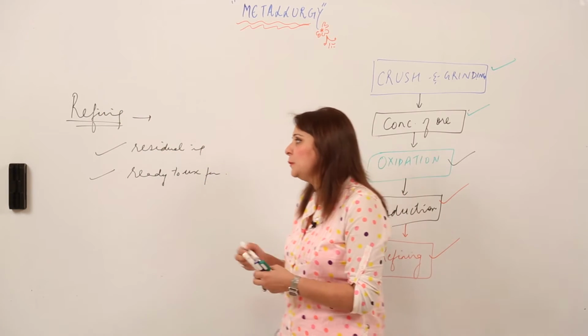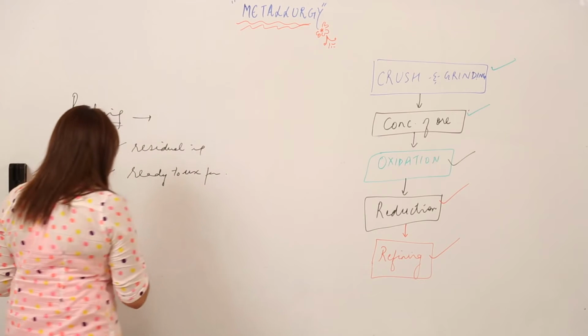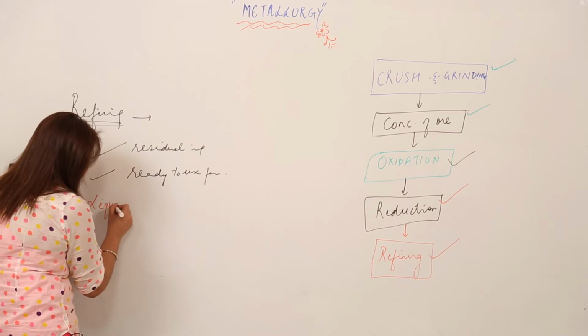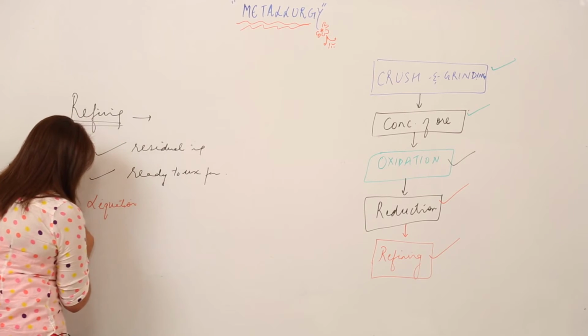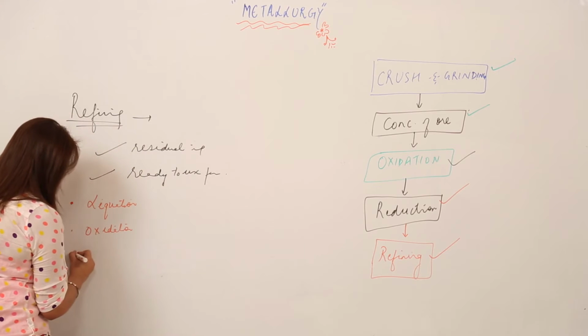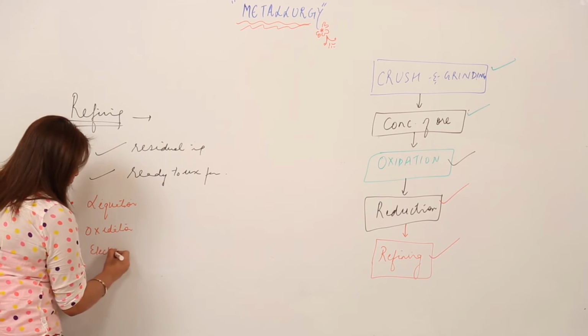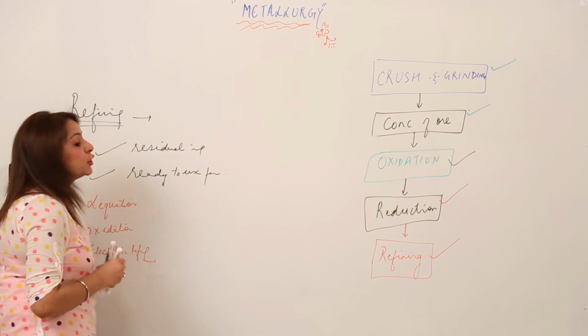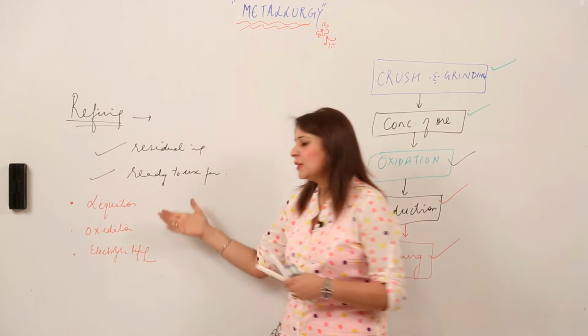There are various methods which are employed for refining. One is the liquation method, the other is the oxidation method, and the last is electrolytic refining. Right. So what do we do in the liquation method? It is a very simple method.